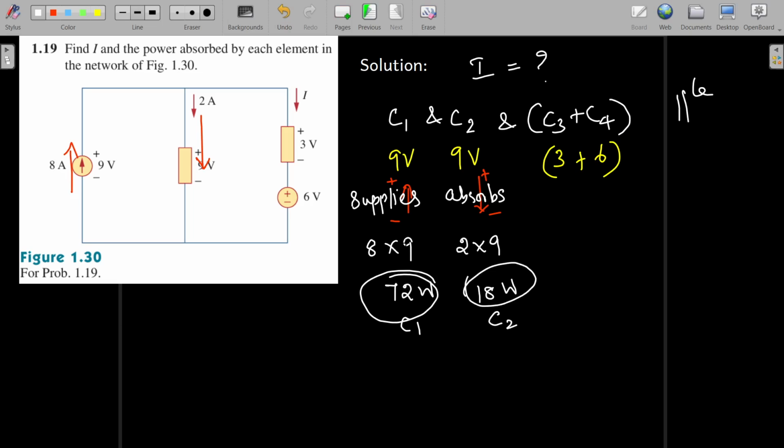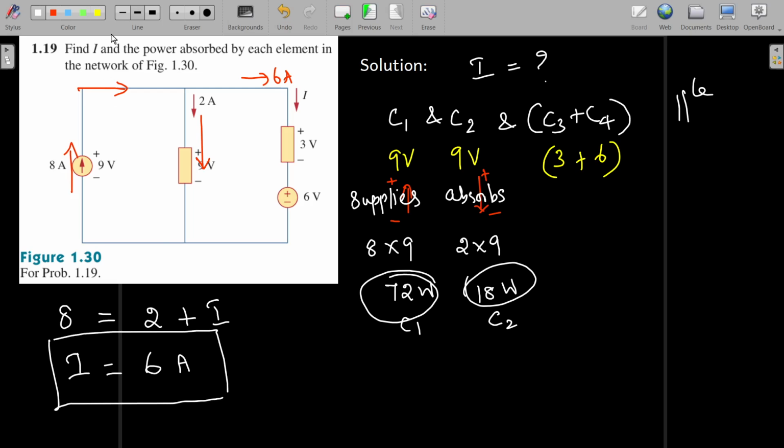Okay. Now you go for the C3. So already we know that this 8 ampere current is being supplied by this voltage source, and 2 amps current is coming here. So the remaining would definitely be 6 amps current, isn't it? So that way we can directly calculate the current. This 8 amps current acts as the supply, right? That is divided into two currents, namely 2 amps current plus this I current. So I is equal to 8 minus 2, 6 amps. So we got the result here, for the first question, find I.